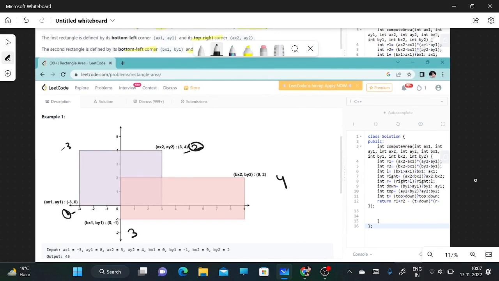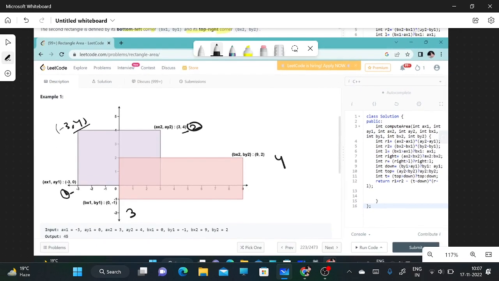-3, 4, right? So we can find the other coordinates. Now we need to find the area covered by these two rectangles.